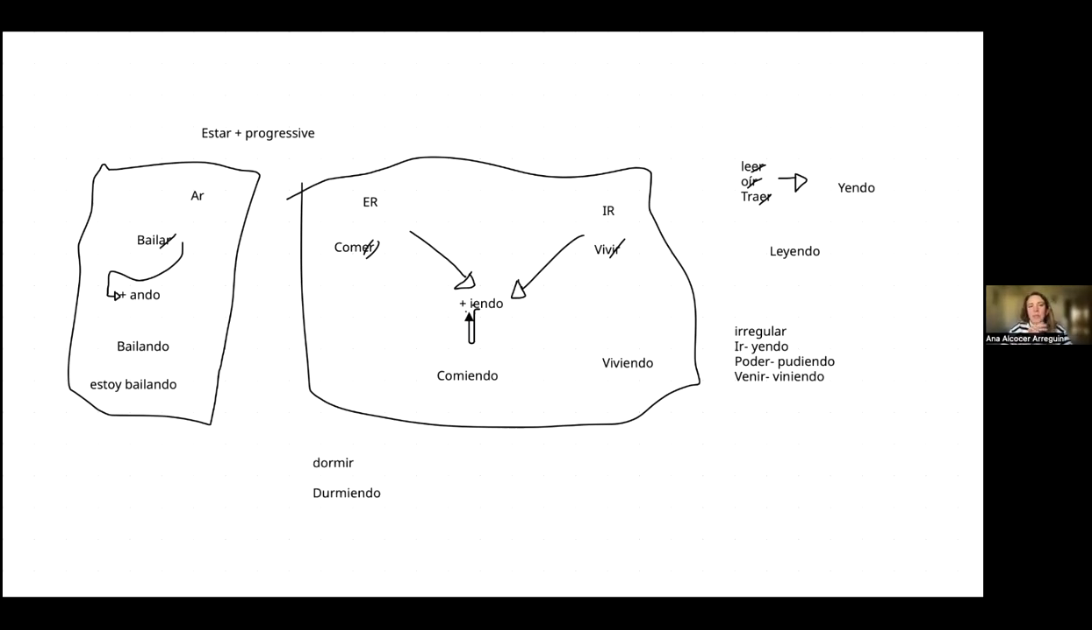So remember that they all go with estar. You need the verb estar. There are other things that we use without the verb estar, but we're not going to go over that right now. But when you want to use the progressive, you need the verb estar in present and then the ando, iendo, and yendo. Okay. So next page, we're going to go now with direct object pronouns.